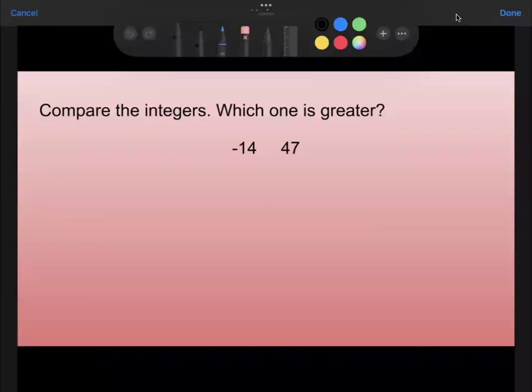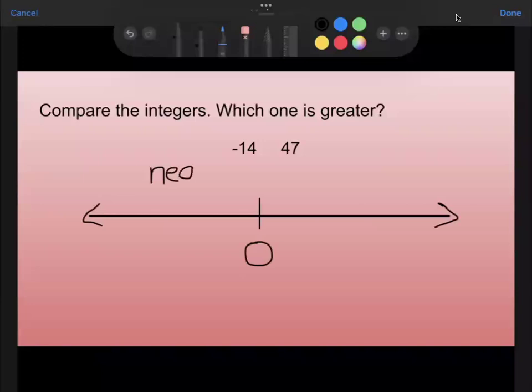Okay, here's our next one. We're going to compare these two integers. We have -14 and 47. We're trying to decide which one is greater. To help us, here's the number line. Here's the 0 in the middle. Remember, we have a negative side and we have a positive side.